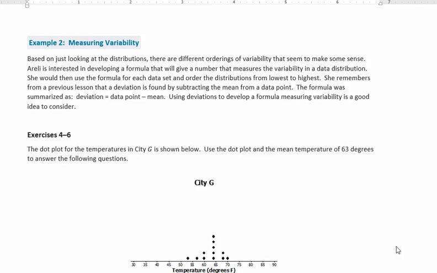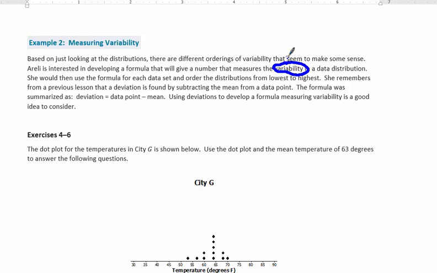Okay, based on just looking at those 7 distributions, there are different orderings of variability that seem to make sense. That means the answer that we put up there, putting them from 1 to 7, there are some numbers in the middle, those 2, 3, 4, 5, and 6, that maybe we could have flipped around because they're all pretty close. So we're going to look at how we can exactly order variability. Aurelia is interested in developing a formula that will give a number that measures the variability in a data distribution. So we're looking for a way to organize that variability in a distribution. She would then use the formula for each data set and order the distributions from lowest to highest.